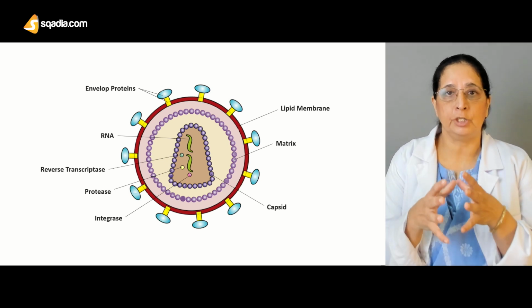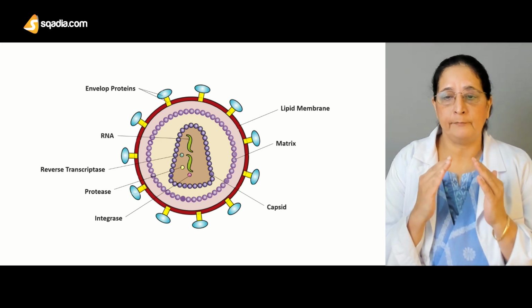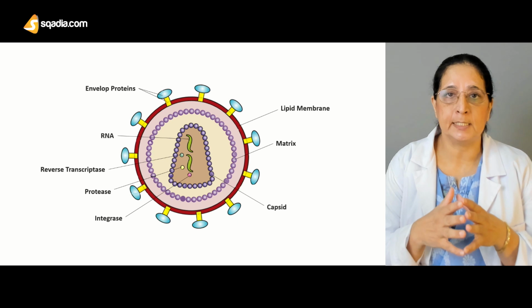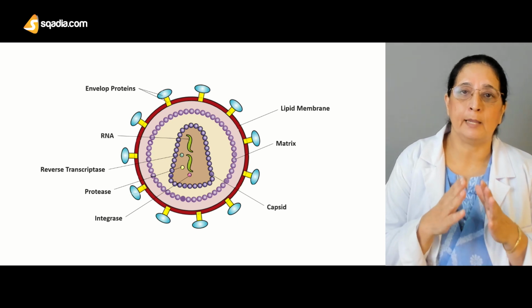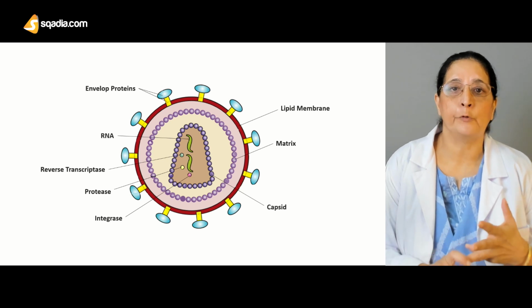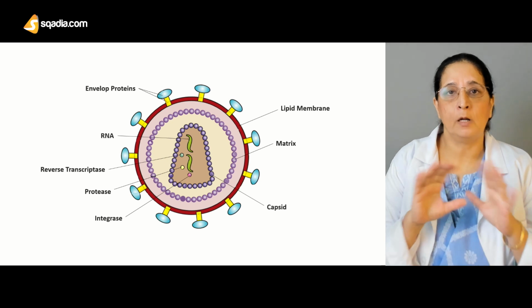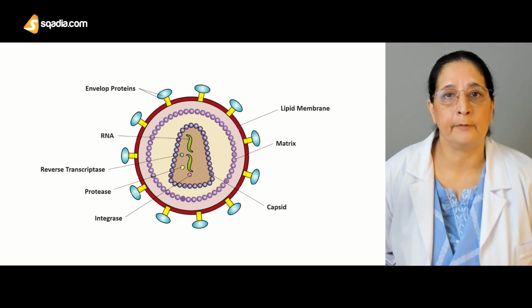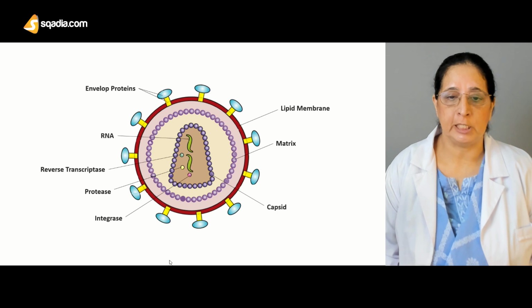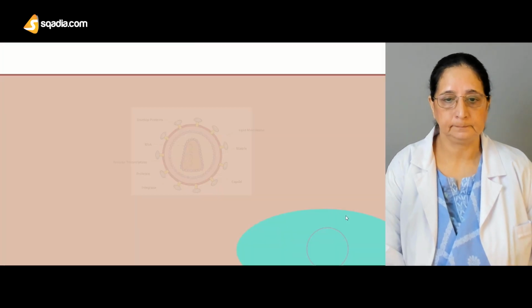So the basic structure of the virus: we have lipid membrane, then we have the matrix, capsid. Inside the capsid we have RNA, we have reverse transcriptase, we have protease, and then we have integrase. And on the lipid membrane we have the envelope protein. So that's the structure of the virus.